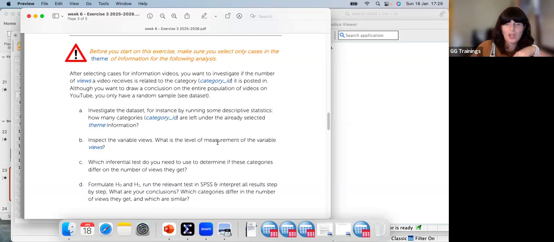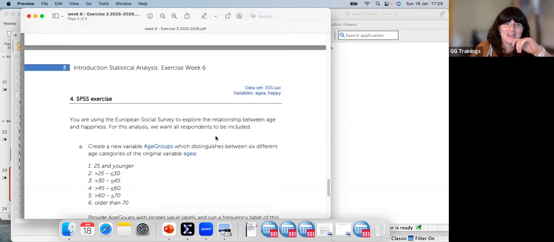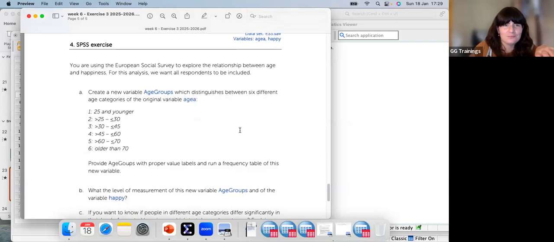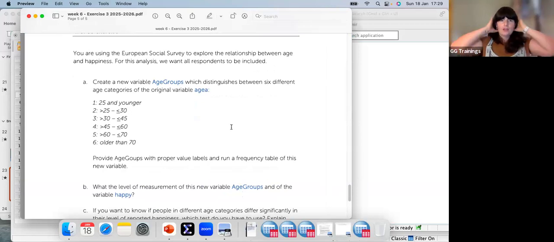I can go on. Okay, I wanted to look at another question here as this example. Same week. So we did this yesterday. We're looking at the European Social Survey to explore the relationship between age and happiness. Yesterday, we created age groups to work with instead of the variable age. The original variable was ratio, and we wanted to create an ordinal variable, but still measuring age. Cool.